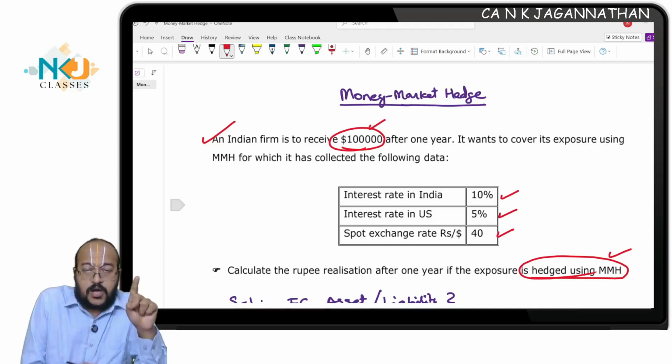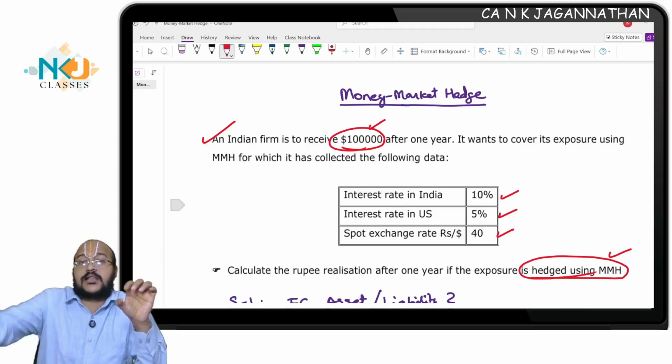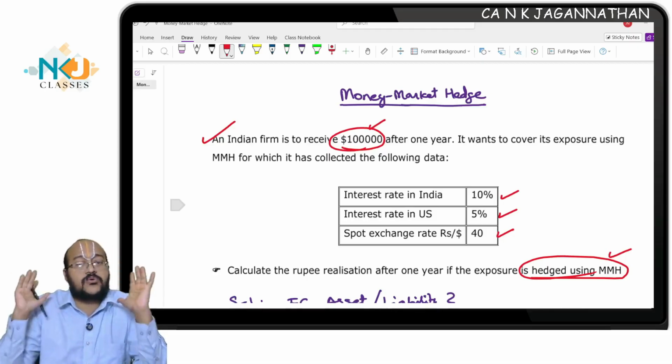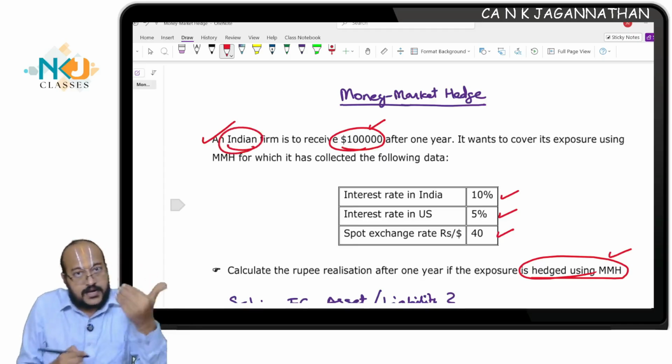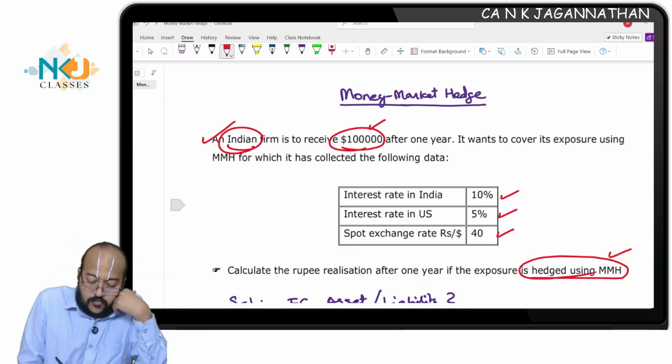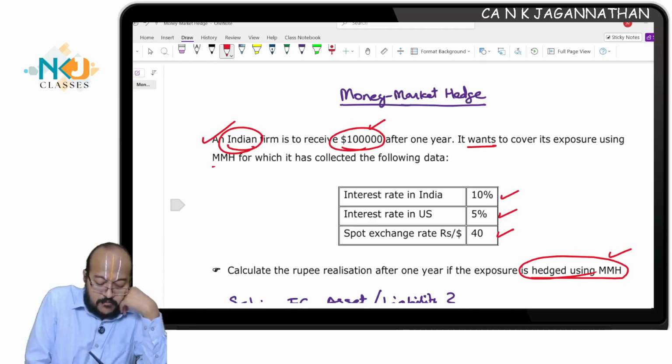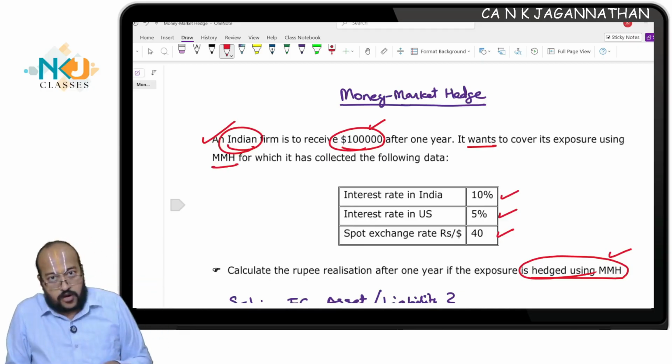Now, what will you do? After 1 year, you will like to sell the dollar and convert it into rupees. Are you all understanding? Because for an Indian firm, the home currency is the Indian rupee. Now, it wants to cover its exposure using MMH. Very simple, you have a dollar receivable.